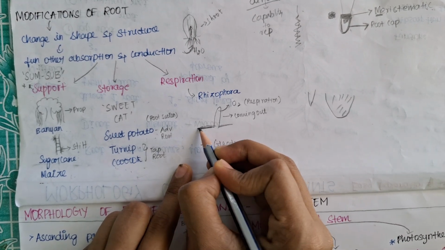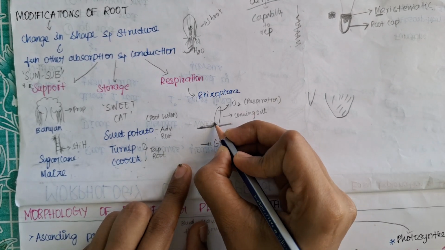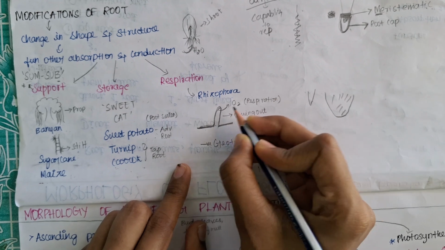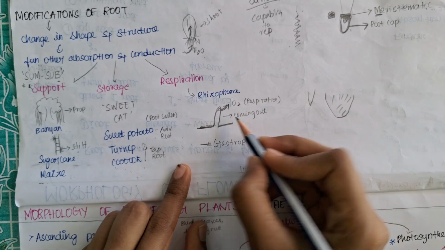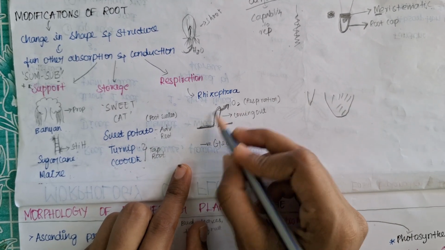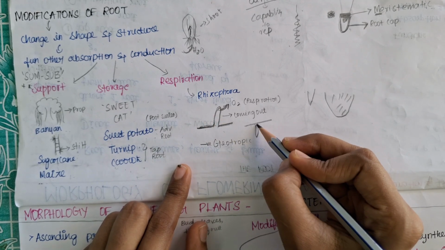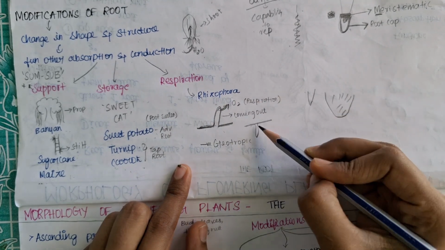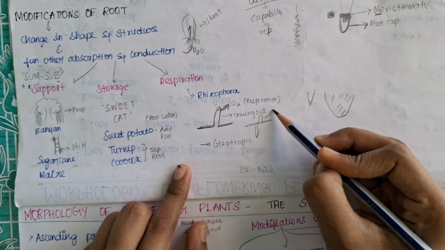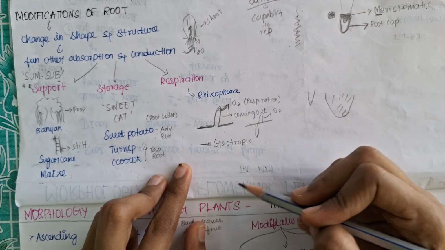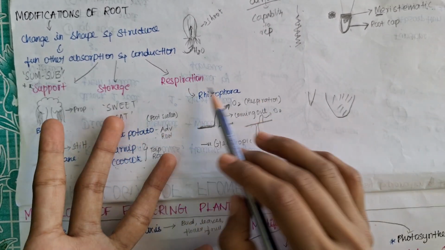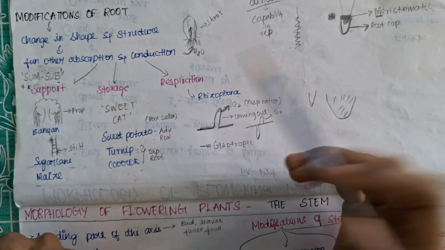Let's say this is the ground. The roots will come out like this, to get your oxygen. The roots are coming out, you can see, no? The root usually should be here. But in the case of Rhizophora, to have respiration, it will come out to get the oxygen. This kind of modification will be seen in Rhizophora, which is for respiration.